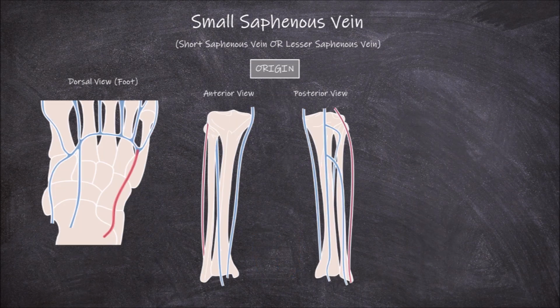Where does this vein originate? This vein originates and receives blood from the dorsal venous arch of the foot. The dorsal venous arch can be seen here highlighted in yellow.